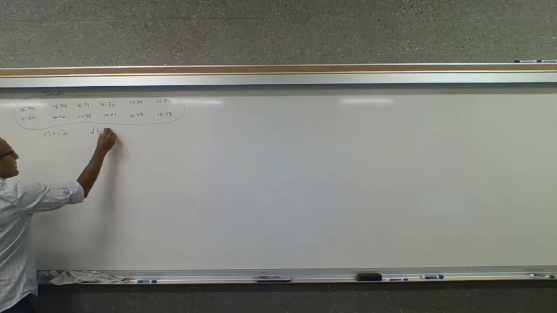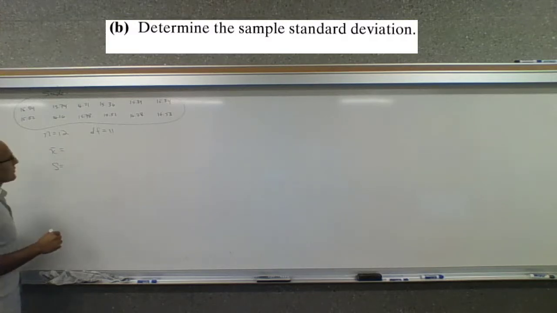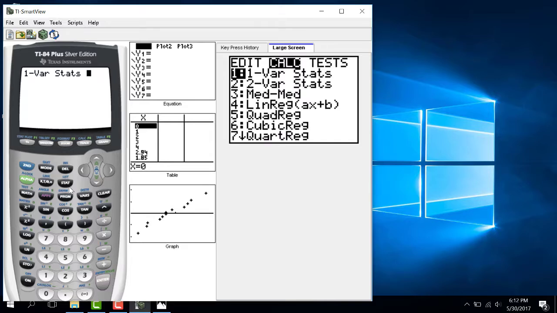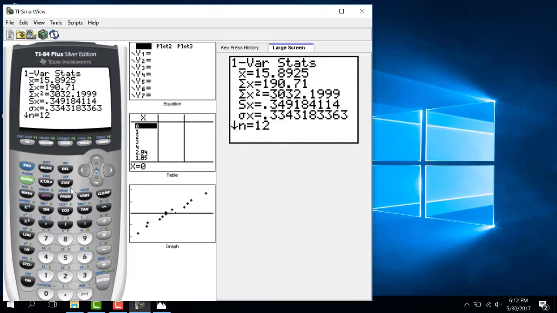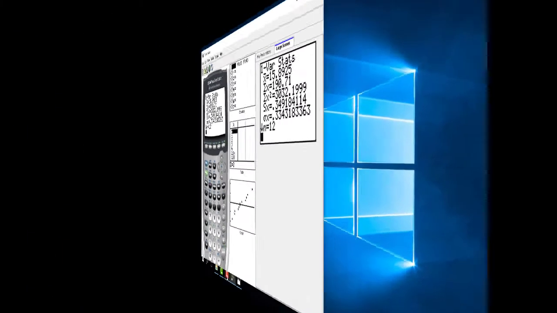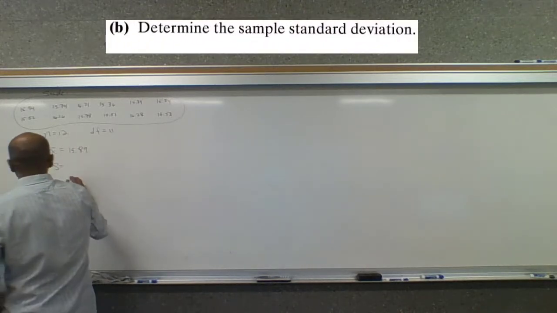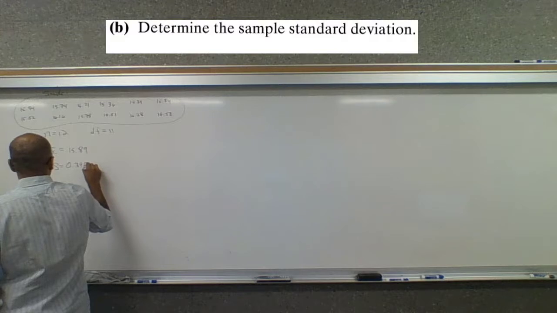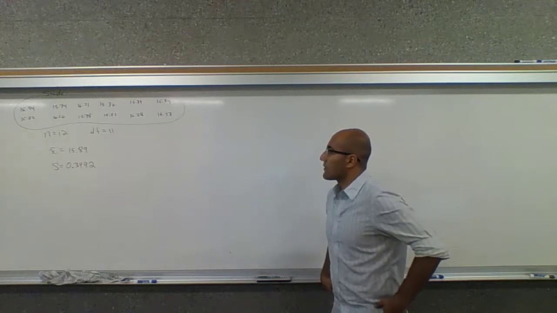Degrees of freedom is going to be equal to 11. And what is our sample mean and our sample standard deviation? The mean is 15.89. Standard deviation? 0.3492. Okay. Make sure you're using s, not sigma. Sigma is for the population, and this is the sample standard deviation.